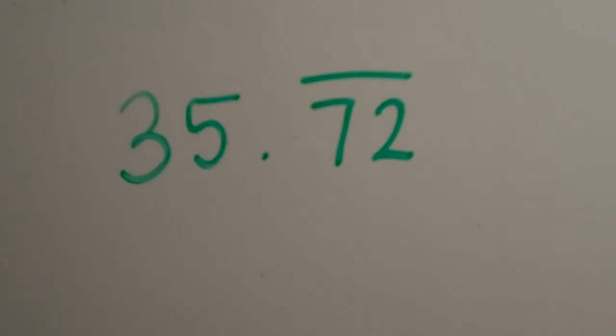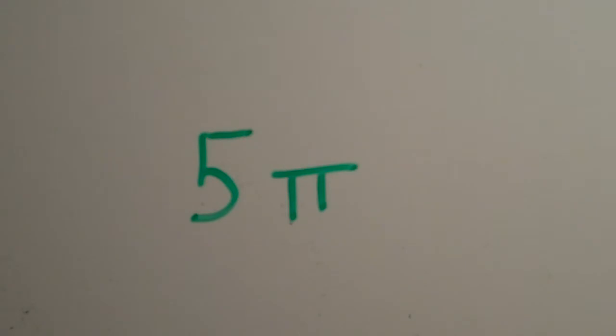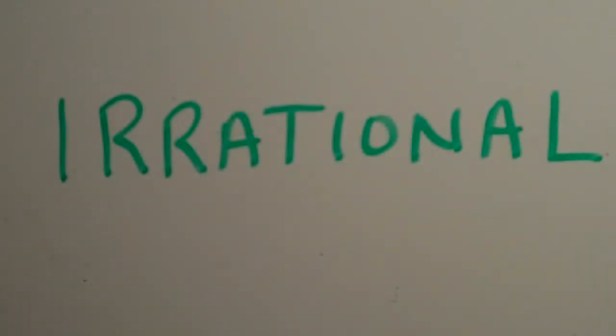Let's start with 35.72 repeating. Is this number rational or irrational? Hopefully you said that this number is rational. Anytime we have a repeating decimal, it is a rational number. How about the number 5 pi? Rational or irrational? Hopefully you said that 5 pi was irrational.